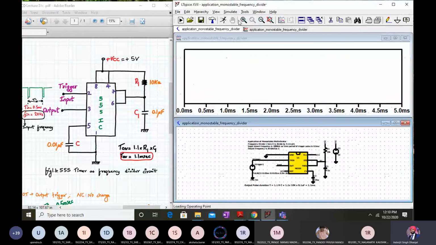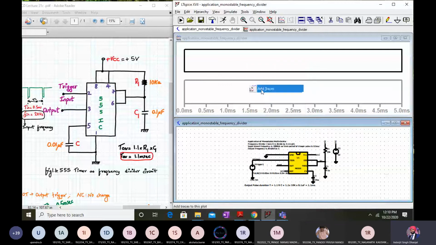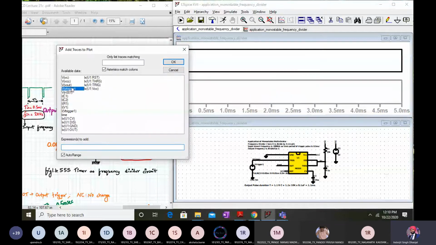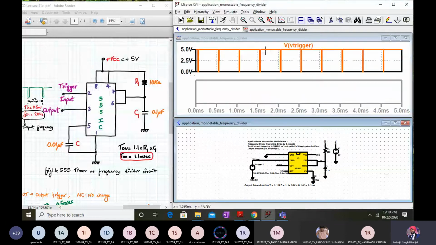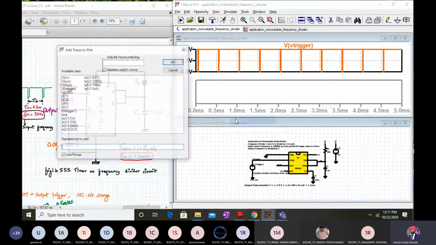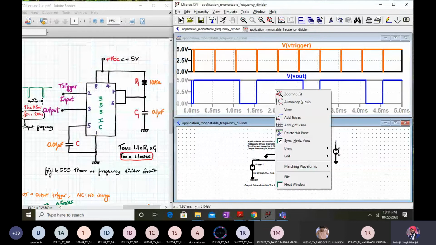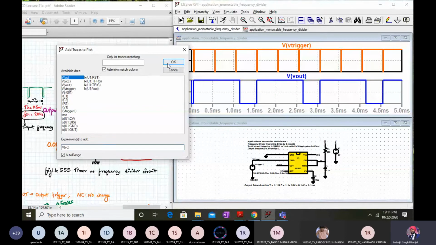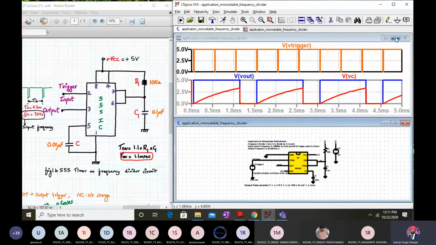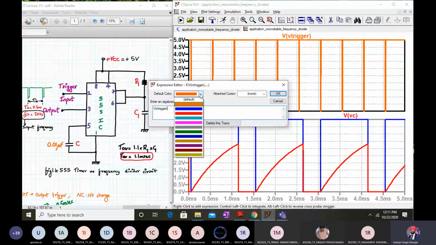So I'll run this and I'll divide this into plots. First I will add the trigger. As you can see, there is the trigger. We will check everything, no worries. Then we will add the output, and then we'll also add the capacitor voltage waveform, because that is also important, right? Yeah. So now we'll try to analyze it. Let me change this color to green, because I think this is now orange.